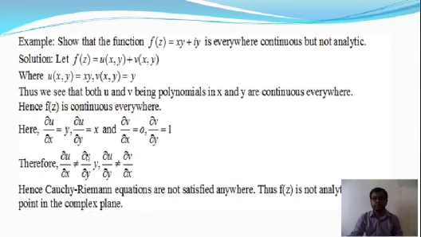So this function is not analytic at any point in the complex plane except (1, 0). Understood?